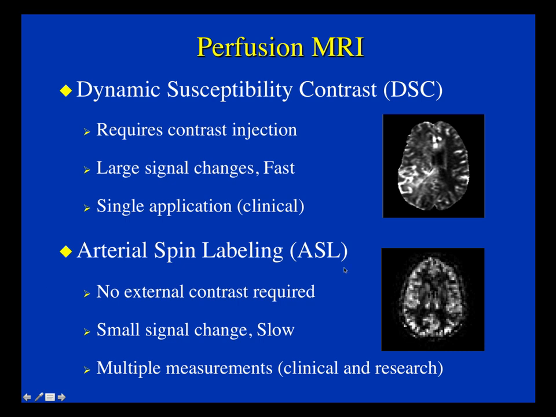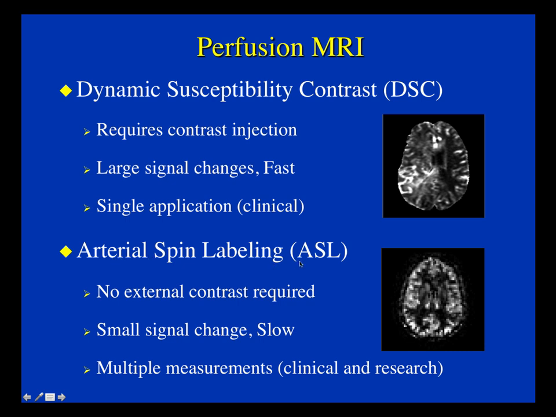This slide shows a comparison of the two techniques. The DSC technique requires injection of an external contrast agent like gadolinium, and this method produces quite large signal changes, and therefore the acquisition time is quite fast, on the order of less than a couple of minutes. This technique is generally suitable only for a single application, because we have to inject a contrast agent, but it is widely used in a clinical setting.